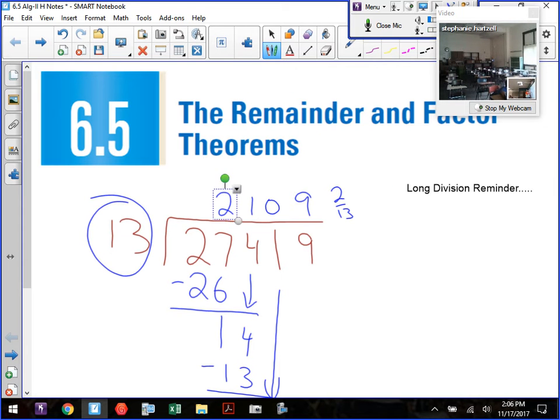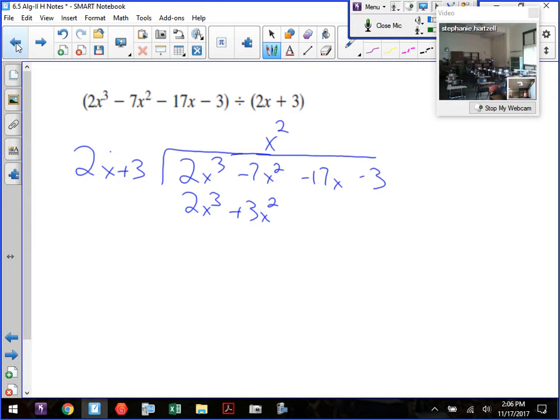I multiplied 2 times 13, gave me 26. The only thing that's different is that there's variables involved. Okay? So now I subtract it. 2x cubed minus 2x cubed, gone. Negative 7 minus 3 is negative 10. Woo. And then I bring down the negative 17x. And then I start over again. What do I multiply 2x by to turn it into a negative 10x squared? Negative 5x, good.